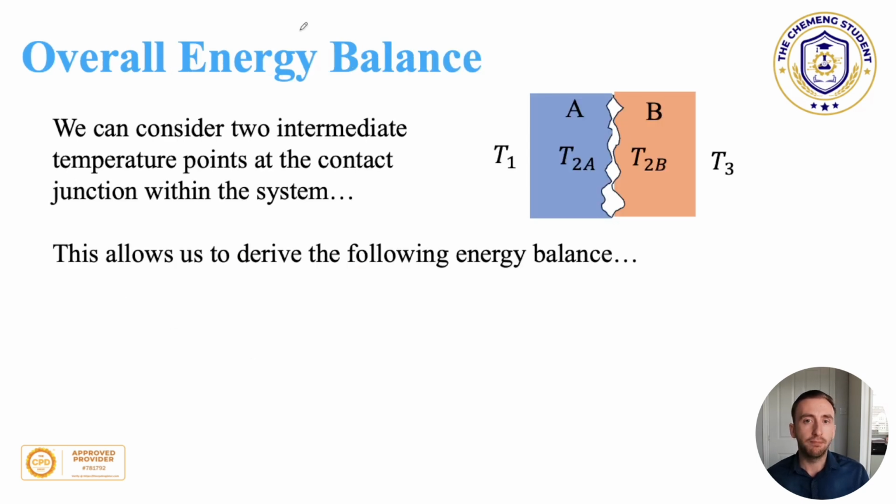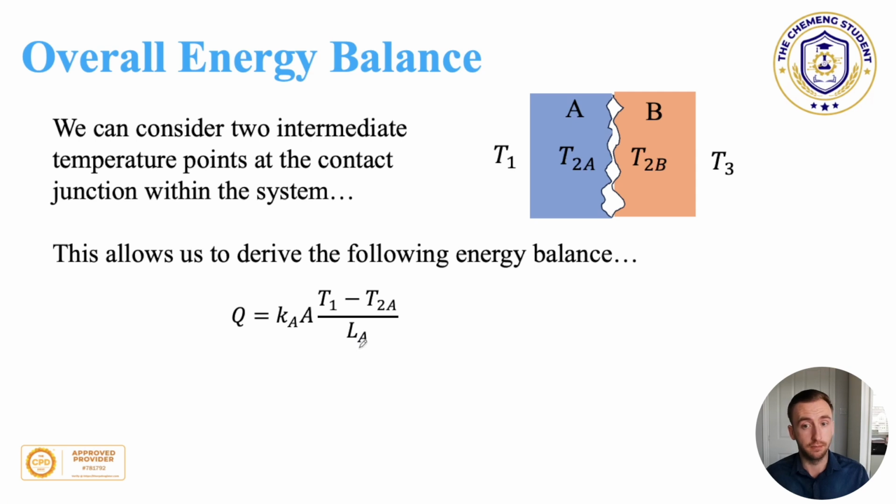Now, if we expand on this, and rather than just focusing on the junction, we look at it from the overall energy balance, then this would allow us to derive the following equation. We would then know that Q must be equal to the thermal conductivity of material A multiplied by the area, multiplied by the change in the temperatures, divided by the corresponding length.